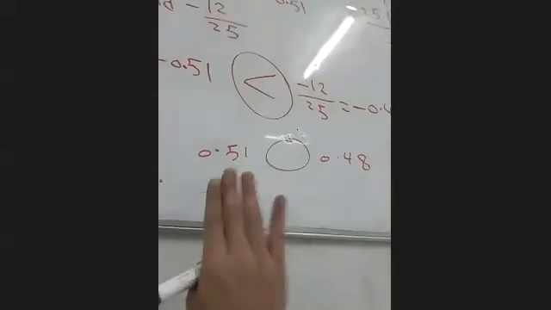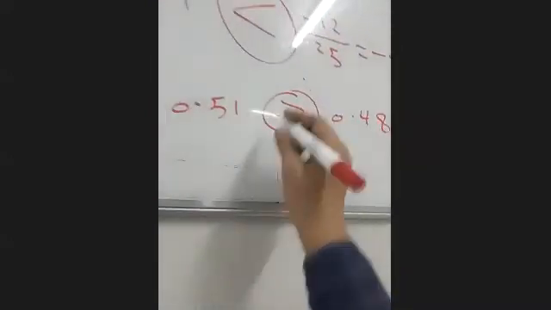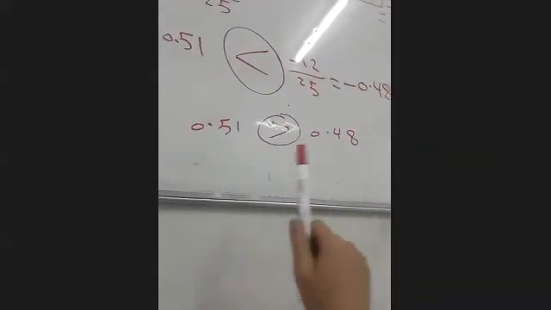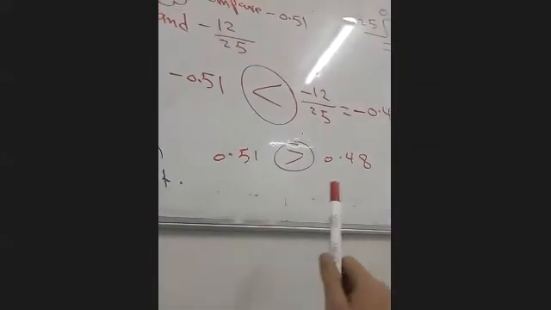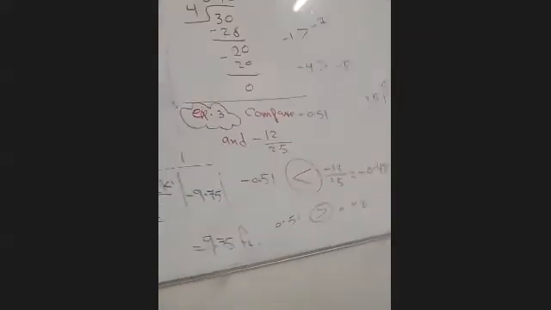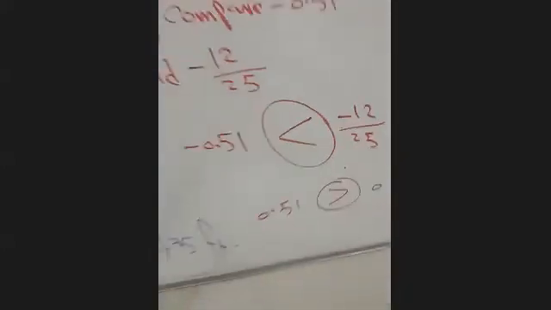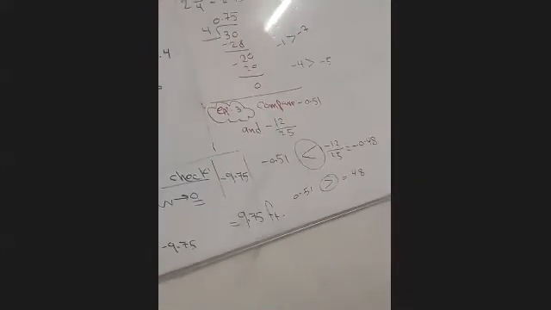0.51 now is bigger. Why? Because we are on the positive numbers. Got it? Okay. Hope you understand it. Thank you. Let's go to the check, guys. Let's go to the check after this example together.